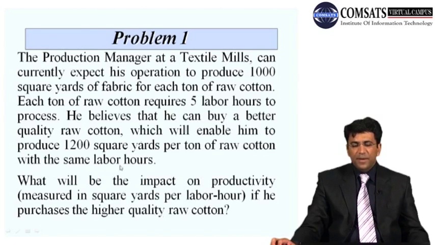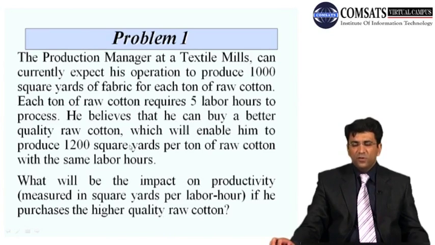He believes that he can buy a better quality raw cotton, which will enable him to produce 1200 square yards per ton of raw cotton with the same labor hours. Now students, if he uses this new quality raw cotton, he will be able to increase his output to 1200 square yards. So this is the new output with the use of new better quality raw cotton. What will be the impact on productivity if he purchases the higher quality raw cotton? Now students, again, this is a very simple example, and actually it is the oral question.